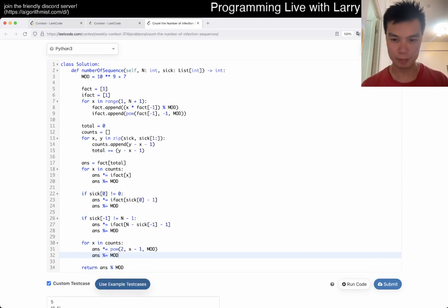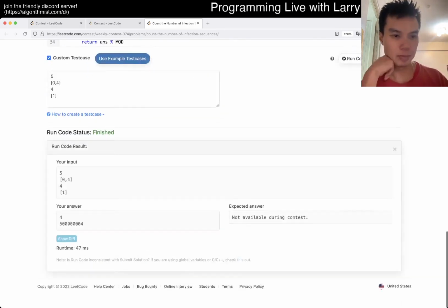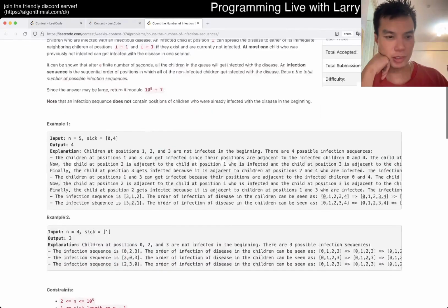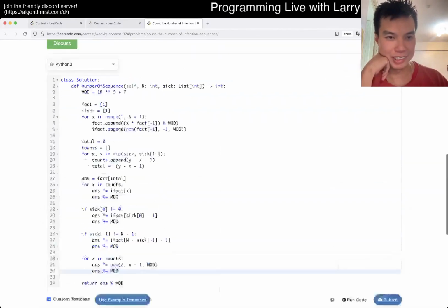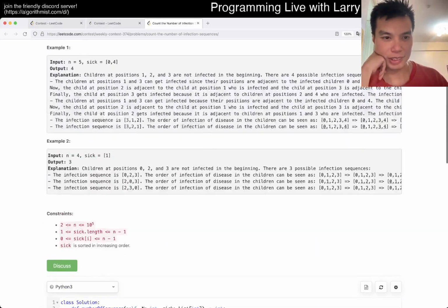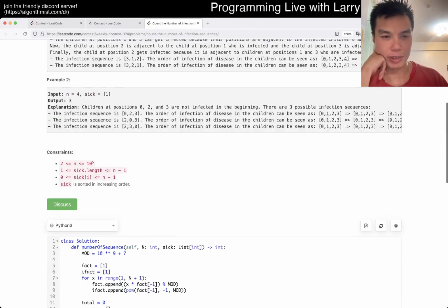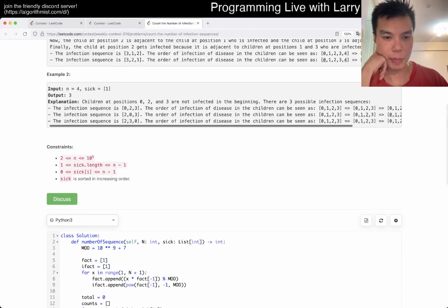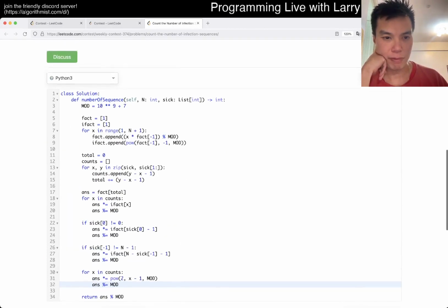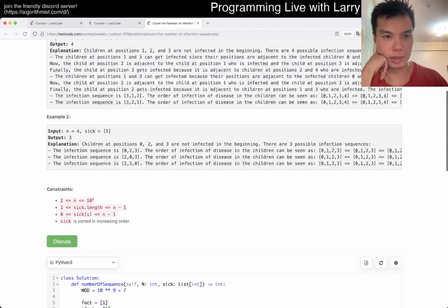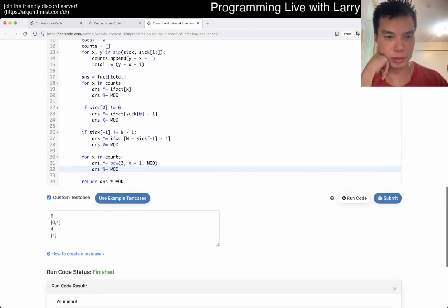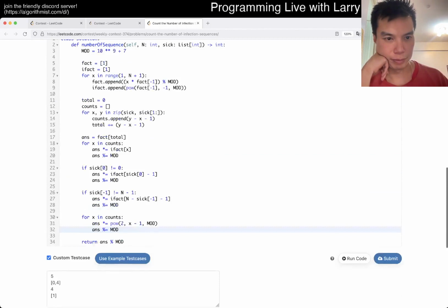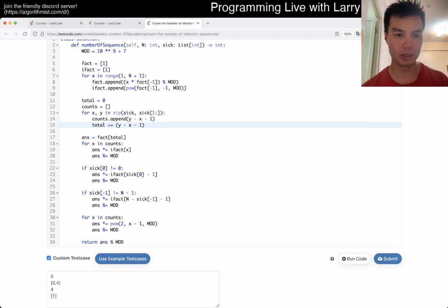Oh, why not? That's clearly not right, right? What are you doing? Oh, because they're ends. They're both ends, right? So what's it doing here? Oh, I just didn't add it to the total.